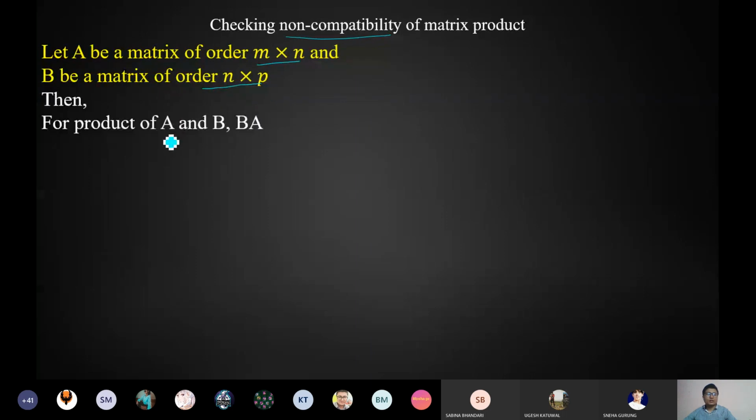Let A be a matrix of order m cross n, and B be a matrix of order n cross p. We are checking BA. In the earlier slide, we were doing AB. Now we are checking for BA. Earlier we discussed AB, now we are discussing BA.